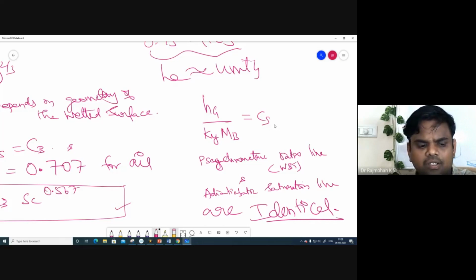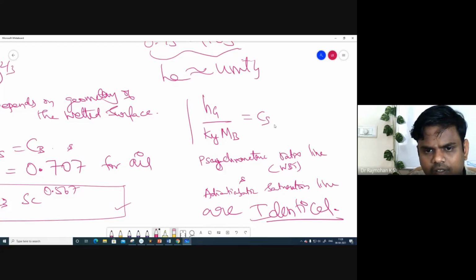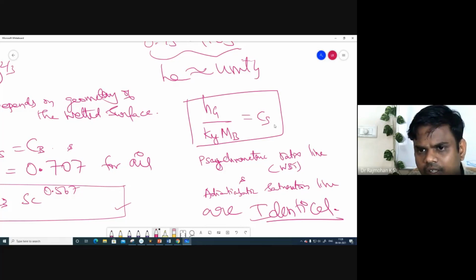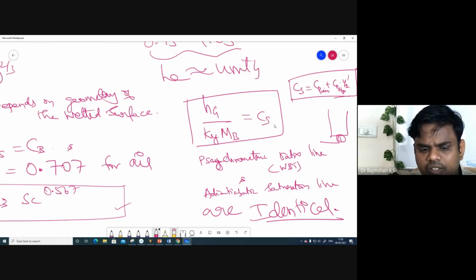So what does it mean when we have this condition hG/kY·MB equal to Cs, and we can get Cs as Cp of air plus Cp of water into its humidity, the absolute humidity at the bottom of the tower. Okay, bottom condition is represented by 1. So the Cs value can be determined using these parameters.